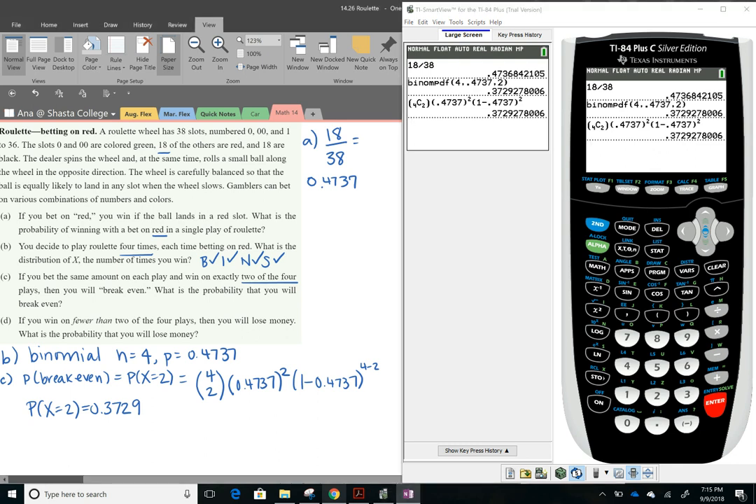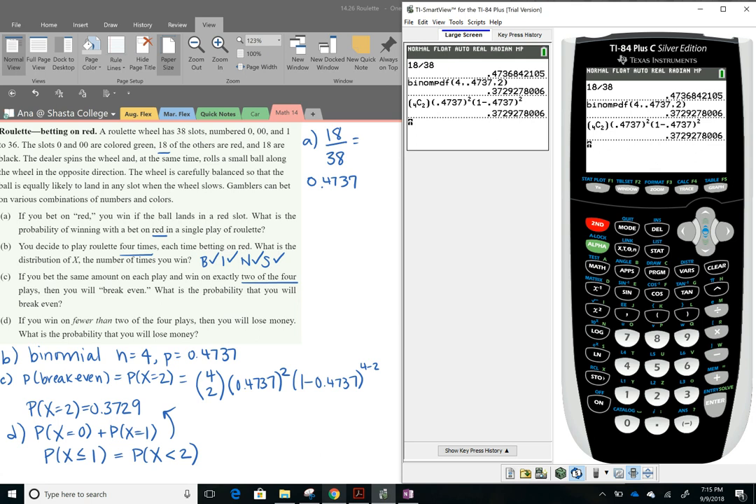Part D says, if you win fewer than 2 of the 4 plays, then you will lose money. Fewer than 2 is equal to the probability of having none plus the probability of having 1. So I could repeat the same process that I did in C with x equals 0 and x equals 1 and then just add them. Or I could do a binomial CDF from 1 down. This is equal to the probability that x is less than or equal to 1, which is also equal to the probability that x is less than 2. So let me show that to you.